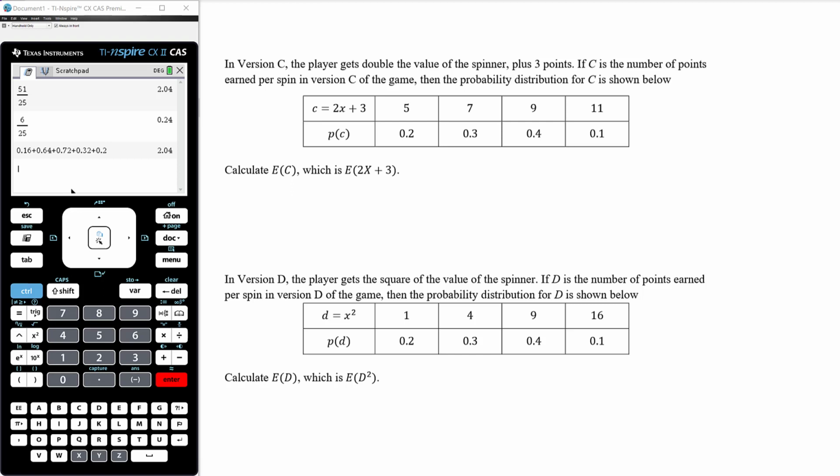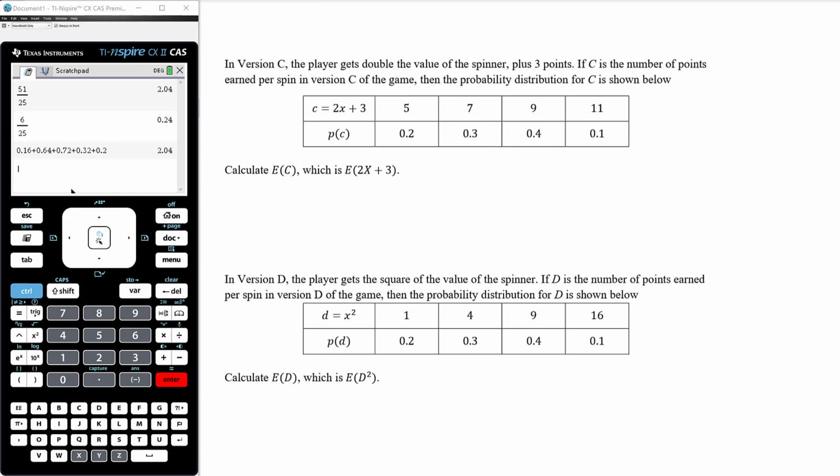So in version C, the player gets double the value of the spinner plus 3 points. So if they spin up a 1, they get 2 times 1, which is 2, plus 3, they get 5 points. Okay, so double and add 3. If they spin up a 2, they get 2 times 2, which is 4, plus 3, 7 points. If they spin up a 3, 2 times 3 is 6, plus 3 is 9 points. And again, if they spin up a 4, 2 times 4 is 8, plus 3 is 11 points. So these are the possible points that could be won in version C of the game.